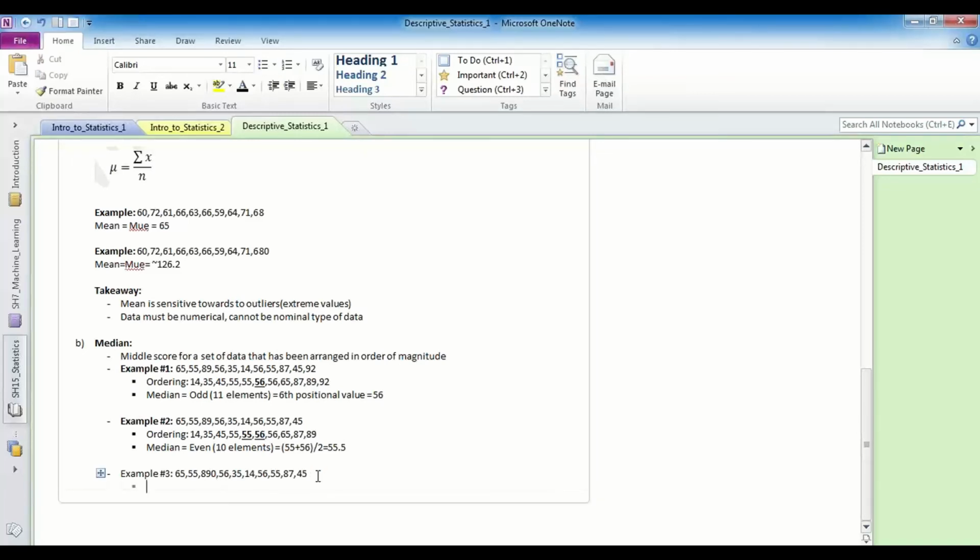So if it is an odd number, the median doesn't change. You get to know, right? So I just copied the same data as part of example 2 and I just updated one of the values to be 890. Now what are your thoughts on the median value? What is your inference? It doesn't change then. Why?